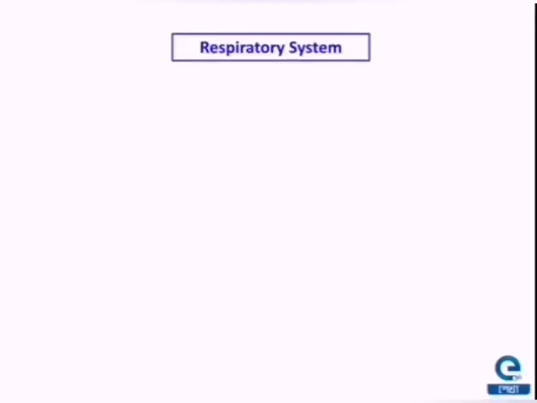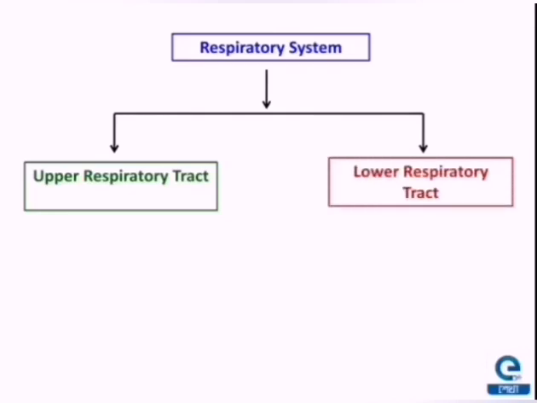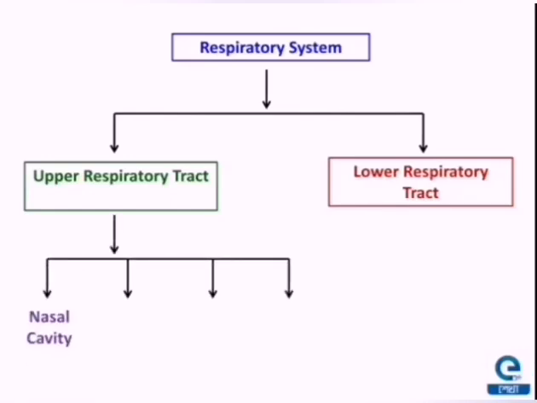Moving to our next slide, we will see the division of the respiratory system. It is divided into two parts. The first part is the upper respiratory tract and the other one is the lower respiratory tract. The upper respiratory tract can be divided into four parts. The first one is the nasal cavity, second is the oral cavity, third is the pharynx, and fourth is the larynx. Now coming to the lower respiratory tract, we can divide it into the tracheobronchial tree.